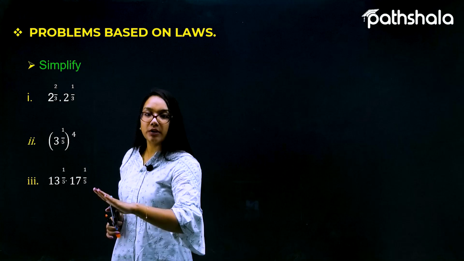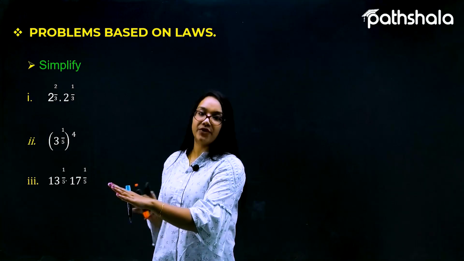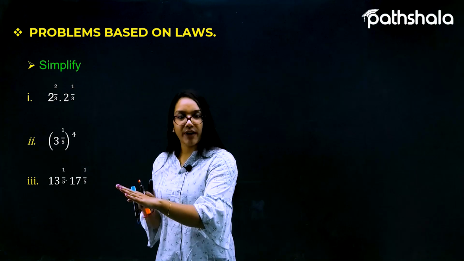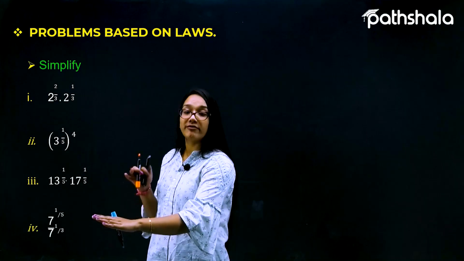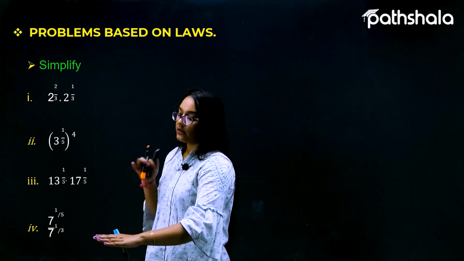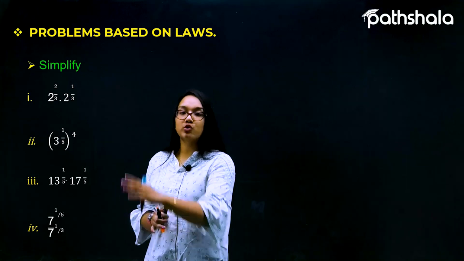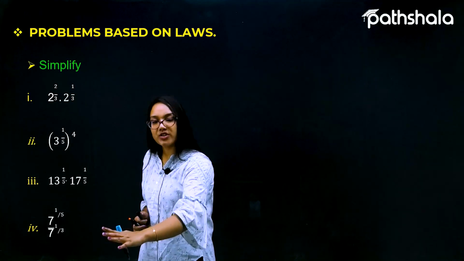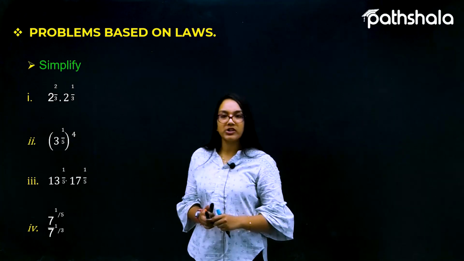Let's move on to the third part. It is 13 raised to the power 1 by 5 and 17 raised to the power 1 by 5. Let's move on further towards the fourth part, which is 7 raised to the power 1 by 5 in division by 7 raised to the power 1 by 3. Now we have to solve all these four parts using the extended laws of the exponents. So let's move on to solving the questions.